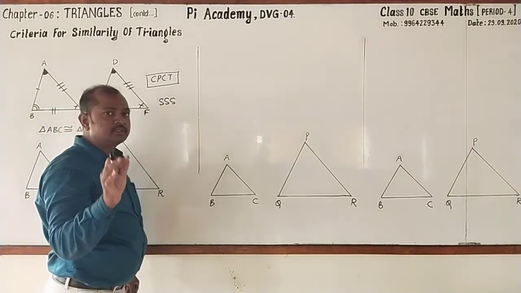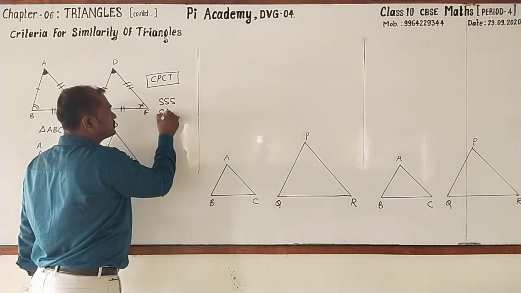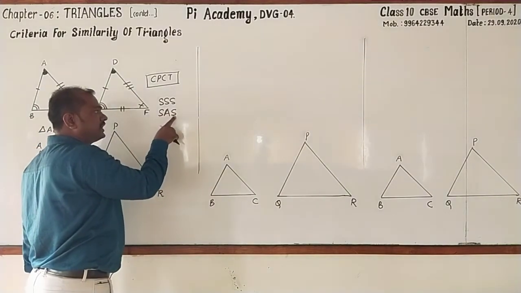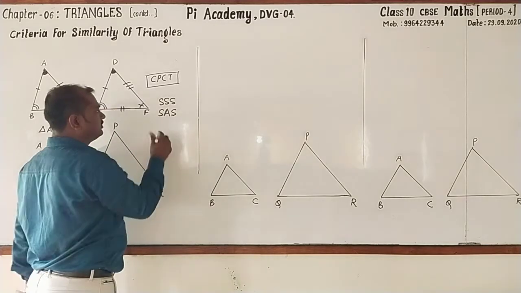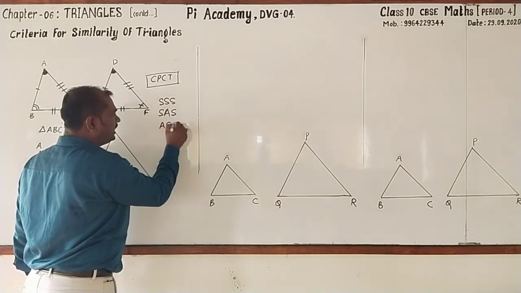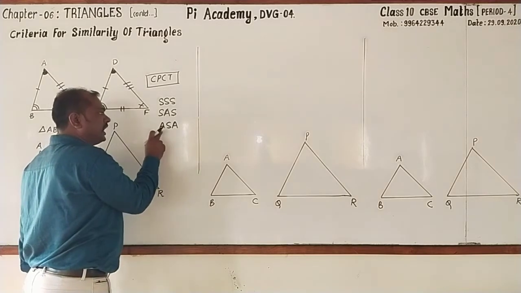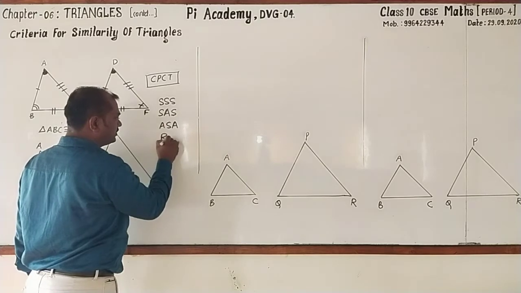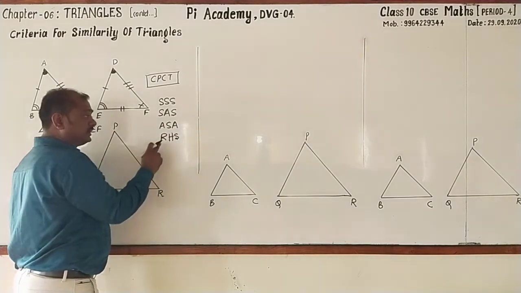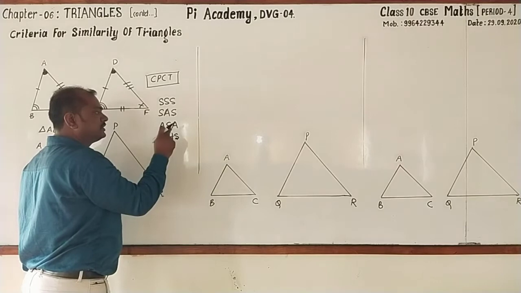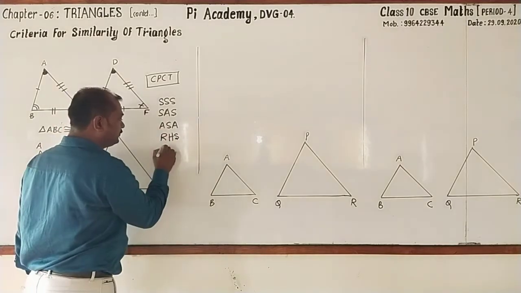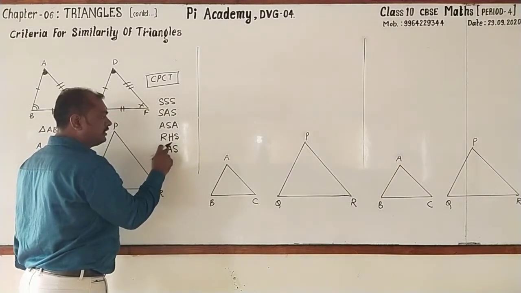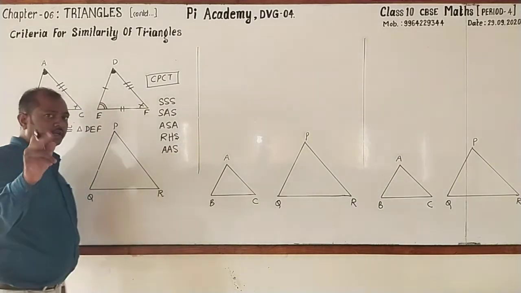side side side congruence rule. Next one, yes, that is side angle side congruence criterion. Then that is angle side angle congruence criterion. The fourth one is RHS, that is right angle hypotenuse side congruence rule. And the fifth one is AAS, that is angle angle side congruence criterion. Is it not?